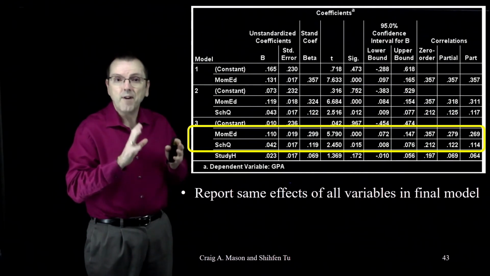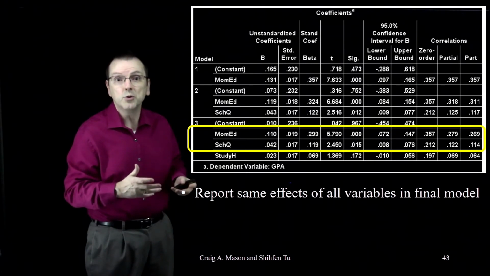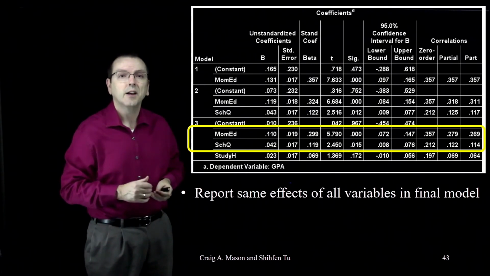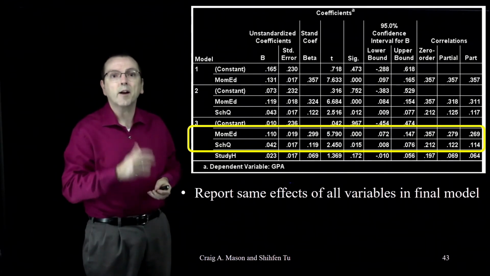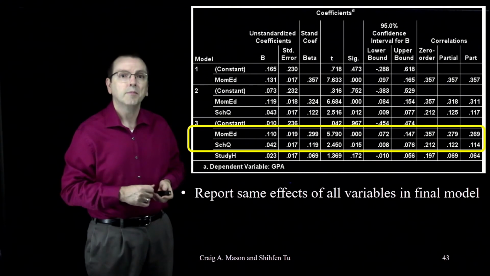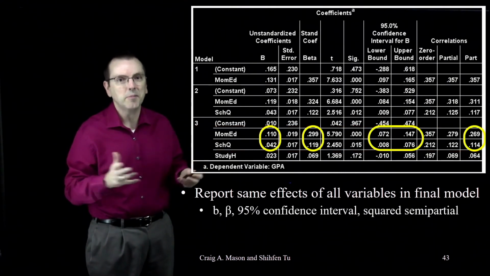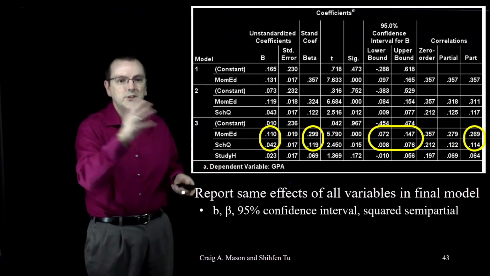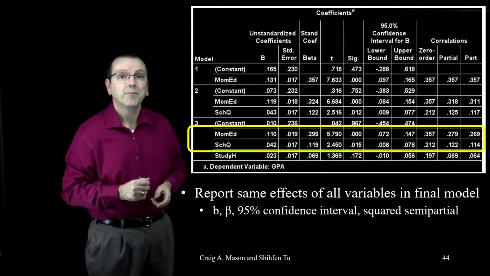So for the final model, in addition to reporting the results for the new variable that we added in this step, study hours in this case, researchers often report the same information for all the variables in the final model as well. The unstandardized coefficient, maybe the standardized beta, maybe the squared semi-partial, and the 95% confidence interval again.